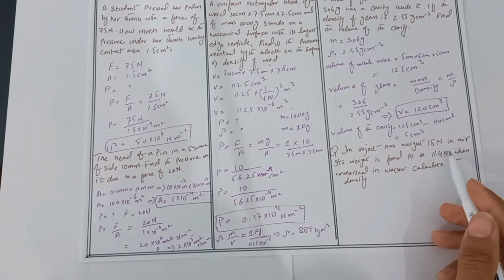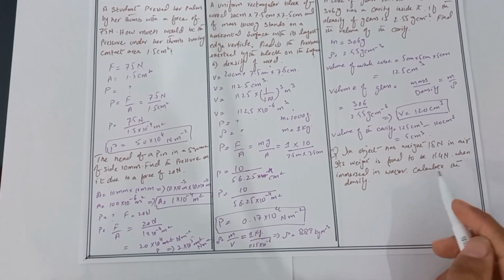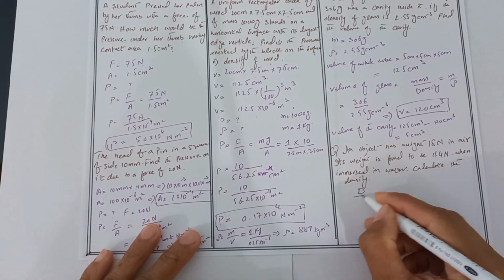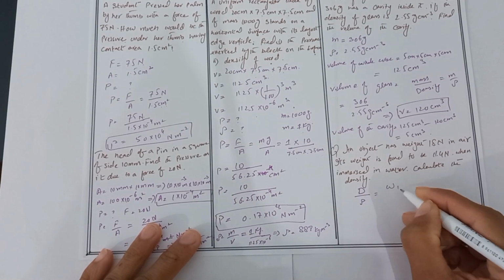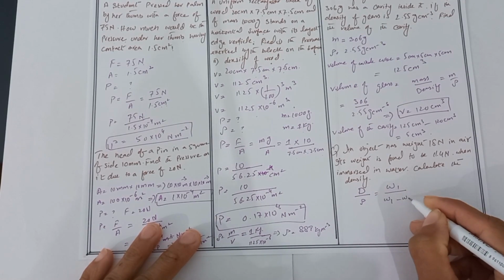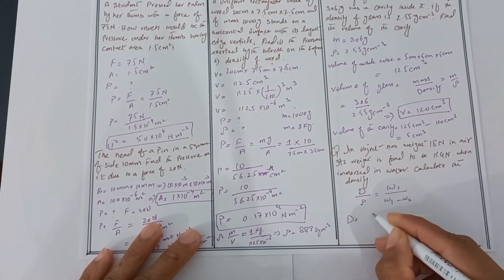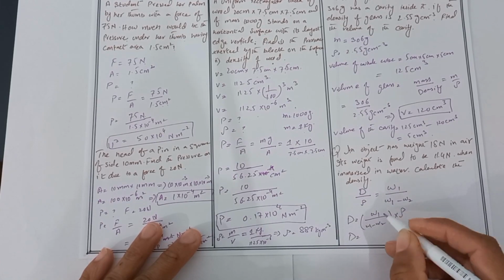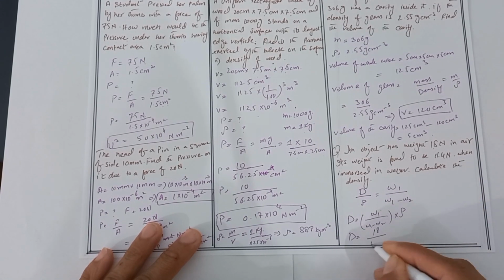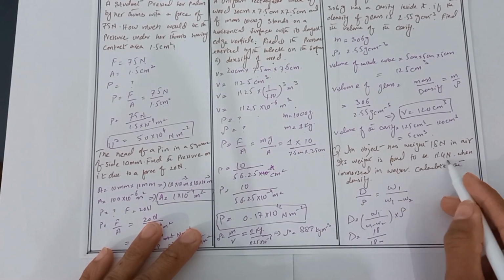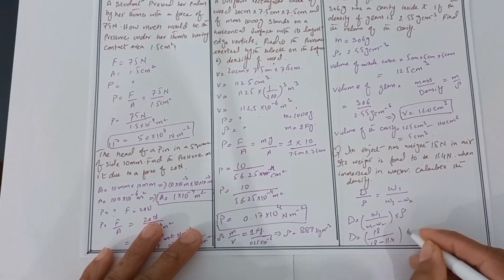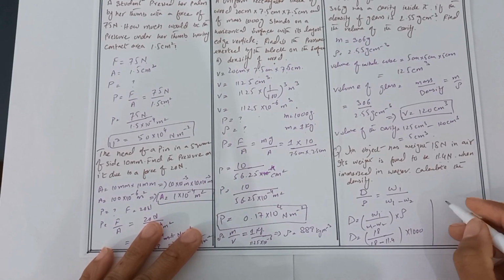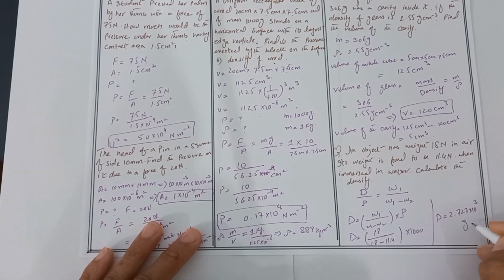Now the question is, an object has weight 18 Newton in air. Its weight is found to be 11.4 Newton when immersed in water. Calculate its density. We know the relative density formula, that is density of the object over density of the water is equal to weight of the object over weight of the object minus weight in water. So we can calculate the density of the object by W1 over W1 minus W2, multiplied by density of water. The weight of the object is 18 Newton and the weight is found to be 11.4 when immersed in liquid. The density of the water is 1000. So density becomes equal to 2.727 × 10 to the power 3 kg per meter cube.